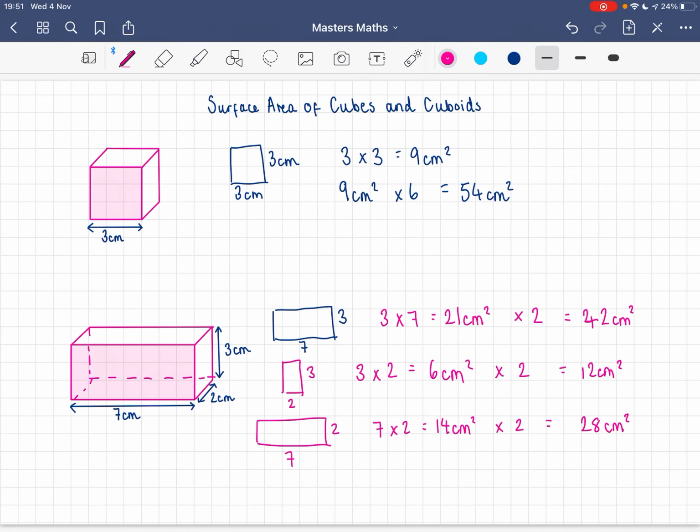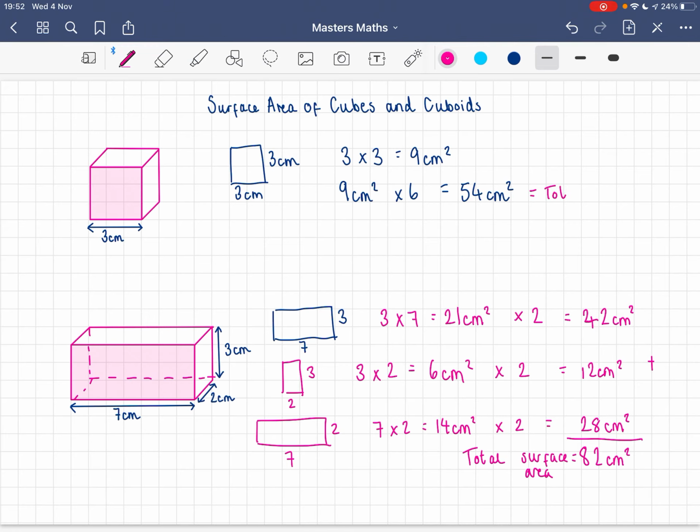We need the total surface area, so the area of all of those sides put together, which means we need to add them. These totals that we have at the side, we need to add all 3 of them up. So we need to do 42, add 12, add 28, which is 82 centimetres squared. So the total surface area is equal to 82 centimetres squared.